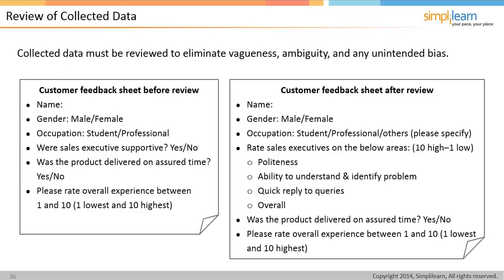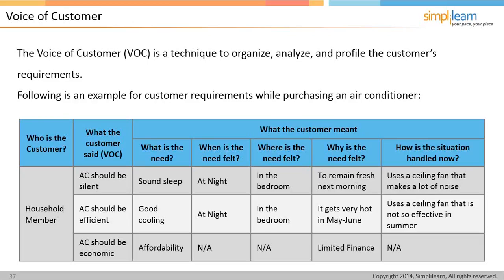We've got some sales executives rated on specific criteria that we've deemed to be the important criteria: politeness, ability to understand and identify the problem, quick reply to queries, overall. Was the product delivered on assured time, yes or no? Please rate overall experience between 1 and 10, 1 lowest, 10 highest, so that's nicely done. And even with the product being delivered on assured time, yes or no, if you say no, was it 1 day, was it 10 days, was it 1 week, 1 month? You might even clarify that further. Again, maybe I'm erring on the side of too much caution, but you get the idea.